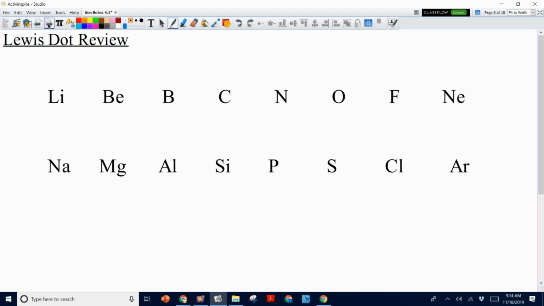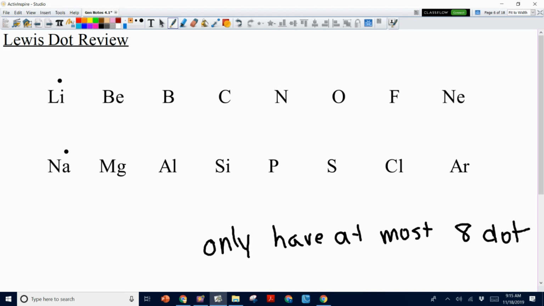All right, so let's review Lewis dot structures and let's look at some of these. So go ahead and write these down, and then we will talk about them. All right, so lithium and sodium both are in group 1 on the periodic table. So remember, to draw a Lewis dot structure, you're just going to put one dot around that. Now, there's a couple of rules that you want to make sure that you write down. This can only have, at most, 8 dots, okay?